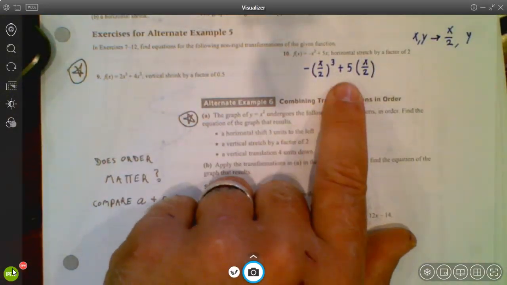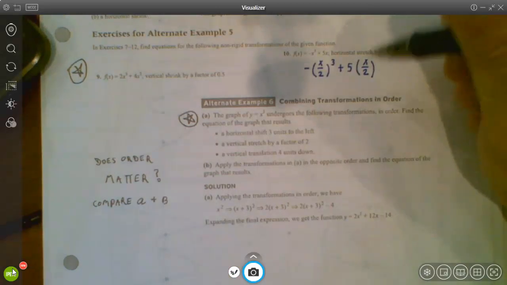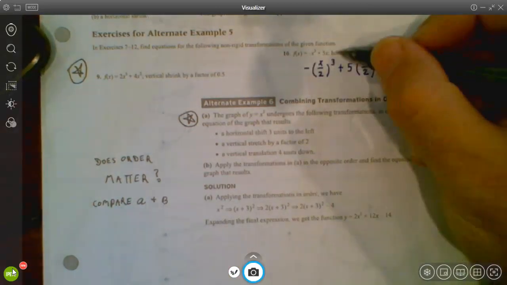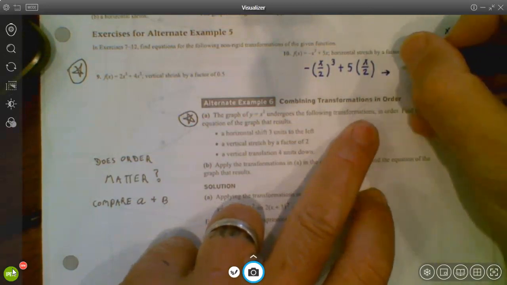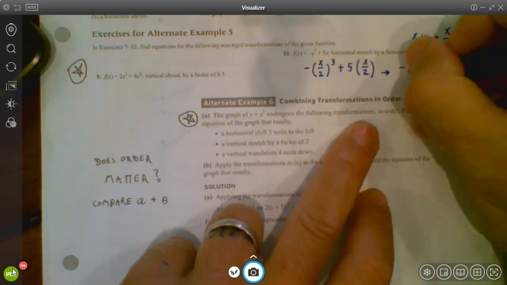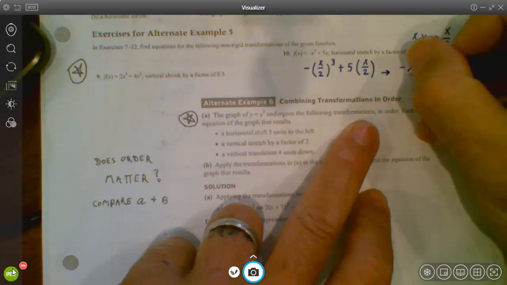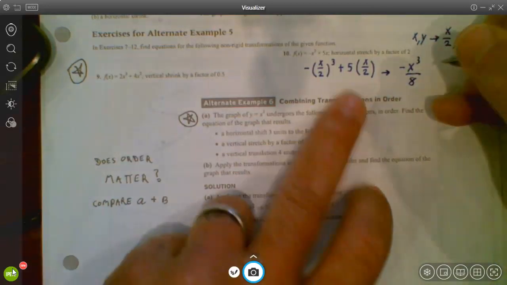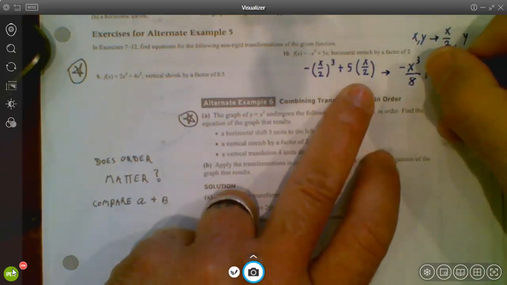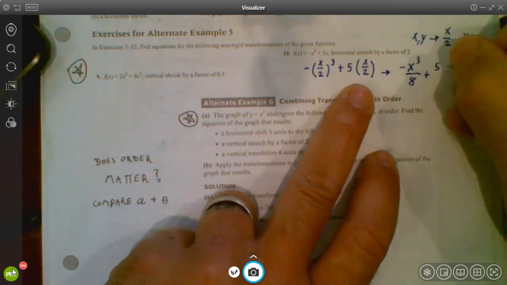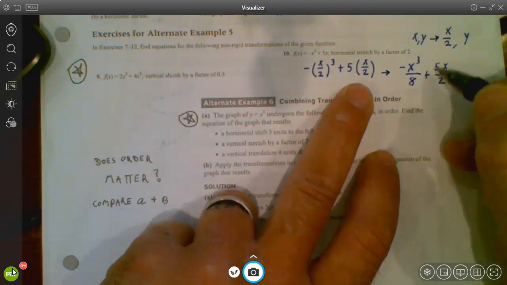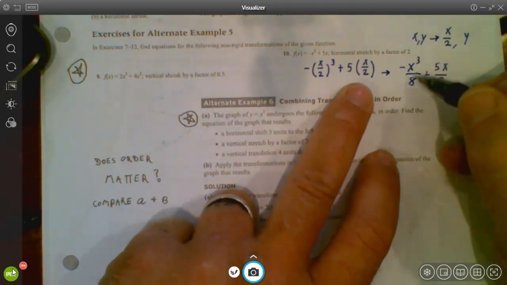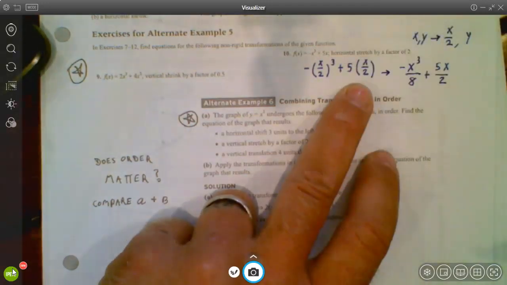So it would look like this, and let's just do a little cleanup on that. I would rewrite this as negative x to the third over 8 plus 5x over 2. So this function now represents that horizontal stretch of this one by a factor of 2.